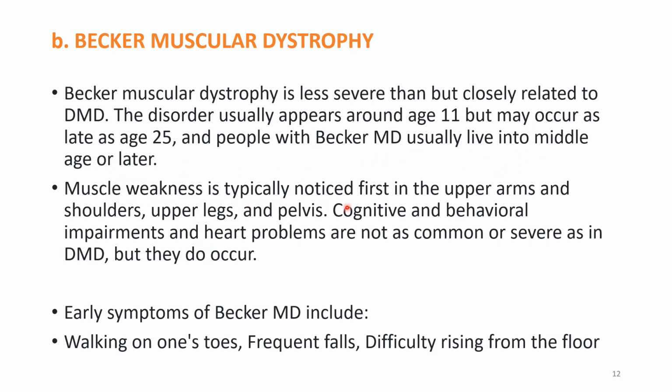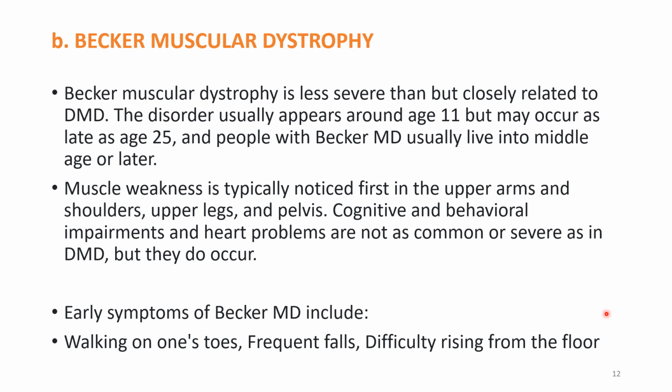Muscle weakness is typically noticed first in the upper arms and shoulders, upper legs and pelvis. Cognitive and behavioral impairments and heart problems are not as common as in Duchenne muscular dystrophy, but they may be present. Early symptoms of Becker muscular dystrophy are walking on one's toes, frequent falls, and difficulty rising from the floor.